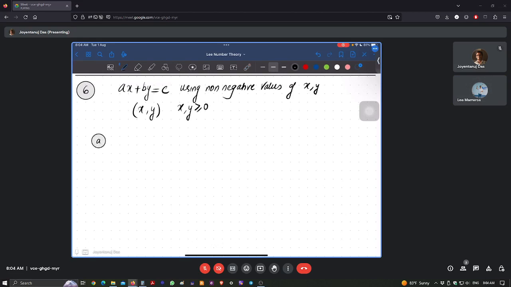So part A they are saying is, explain why the equation 3x plus 5y equals 4 has no solution where both of them are non-negative, with x and y both non-negative.